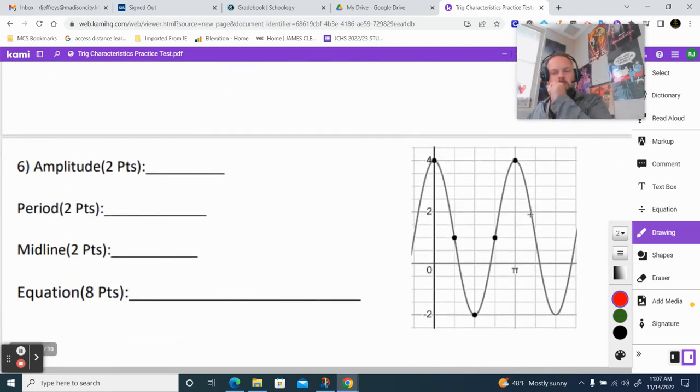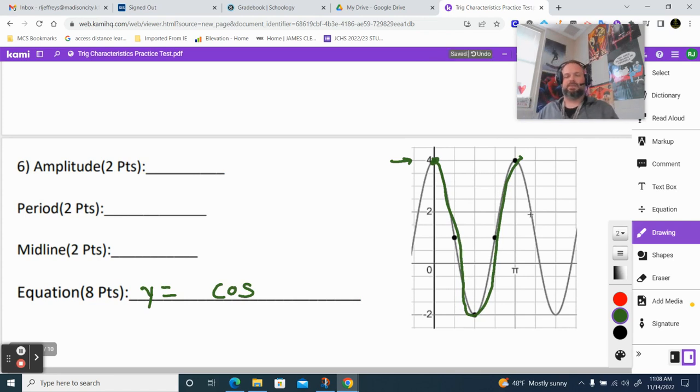Now, as we're doing this one, remember, to find out if it's sine or cosine, start when x is 0. Is this at a max point? Yes, that's at one of the highest points. So we know we're going to have a cosine. Now, it looks like it goes from here to here.